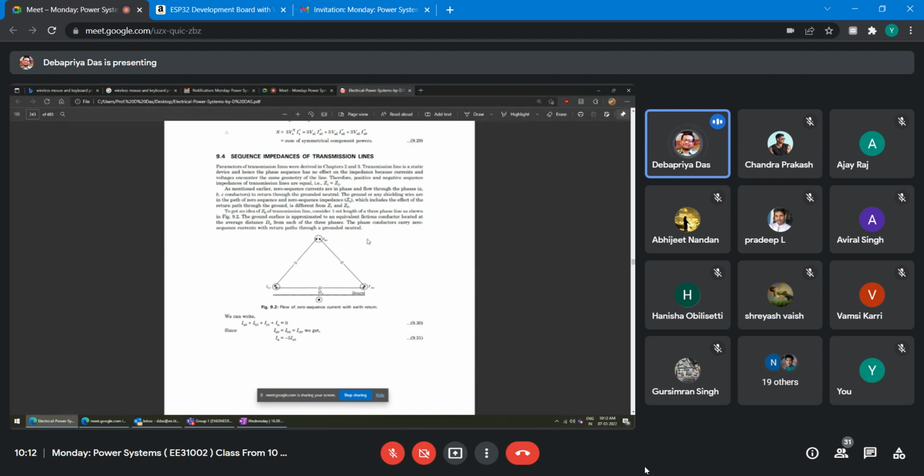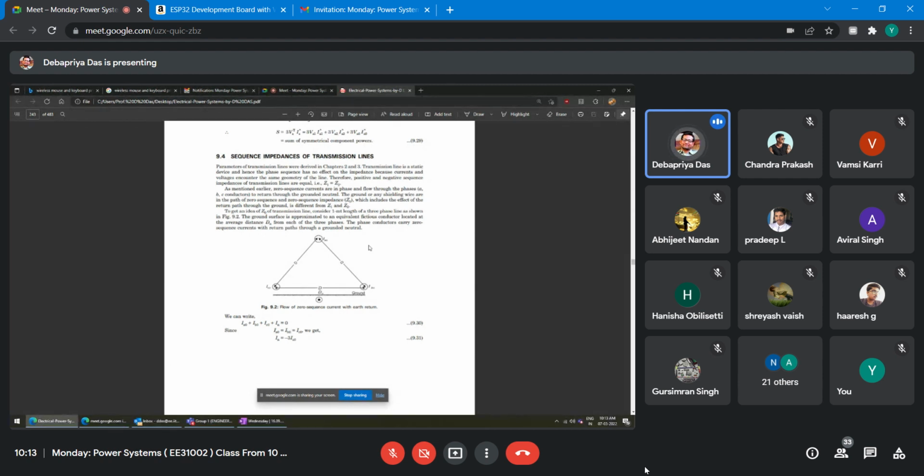So as mentioned earlier, zero sequence currents are in phase. That is, at the time, as I told you, positive sequence, negative sequence, zero sequence, the zero sequence currents are all in phase and flow through the phases, that is your ABC conductors, to return to the grounded neutral, because the zero sequence current will flow to the neutral. The ground or any shielding wire are in the path of zero sequence, and the zero sequence impedance is Z0, which includes the effect of the return path through the ground, that is different from Z1 and Z2, right?